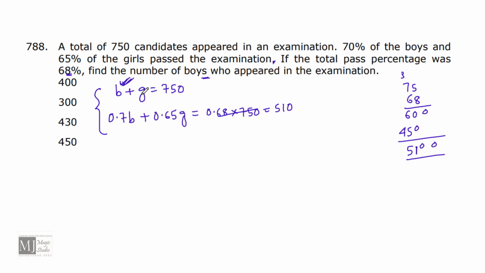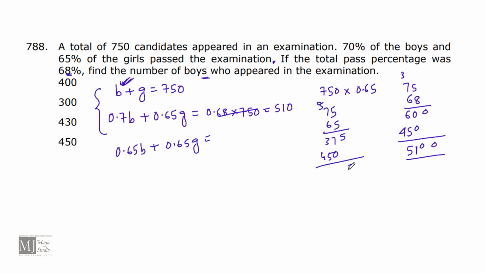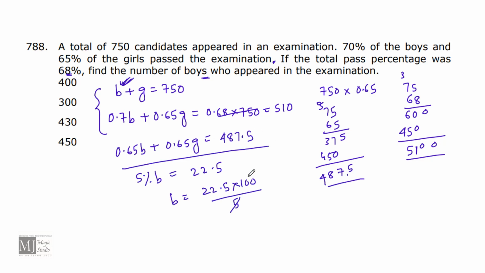So let me equate with the G. Two times 4, 5, 0.